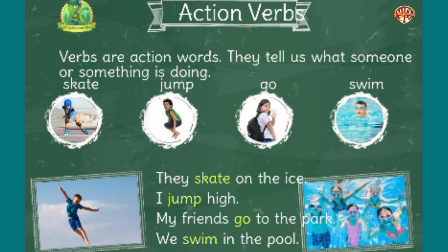Action verbs. Verbs are action words. They tell us what someone or something is doing. Skate, jump, go, swim. They skate on the ice. I jump high. My friends go to the park. We swim in the pool.